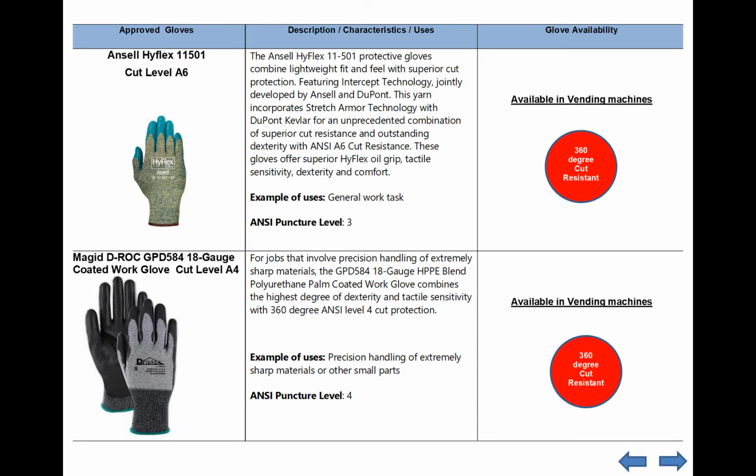The Ansel High-Flex gloves combine a lightweight fit and feel with superior cut protection. They offer high-flex oil grip, tactile sensitivity, dexterity, and comfort. They are used for general work tasks and have an ANSI puncture level of 3. The Coated Work Glove combines the highest degree of dexterity and tactile sensitivity with 360-degree ANSI level 4 protection. They are used for precision handling of extremely sharp materials or other small parts.